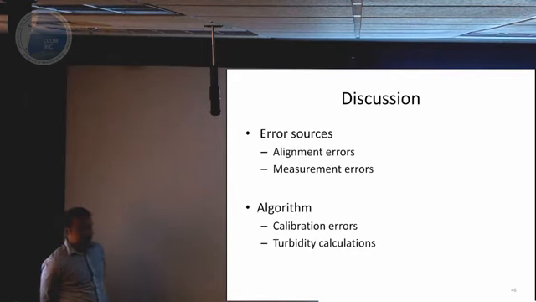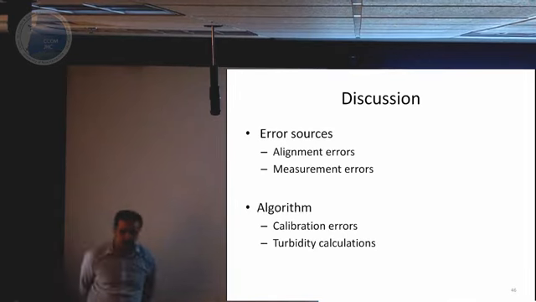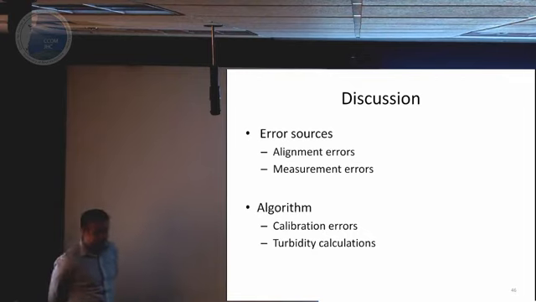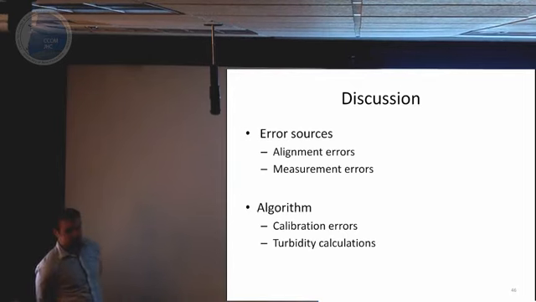In terms of the algorithm, if you make calibration errors during the data collection stage with the spectrometer, things have the potential to fall out. Another challenge is the turbidity calculation. For each water type, turbidity is going to change, and that has to be accounted for in the algorithms.